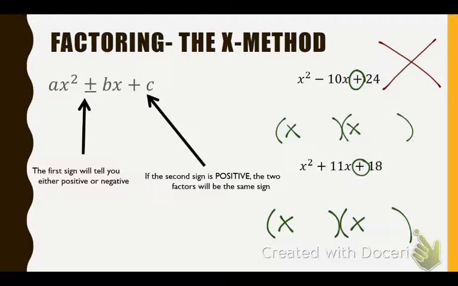What will go on the top of the x? Negative 10, which is b. And then what goes in the bottom? 1 times 24, which is? 24. So here's the thing.